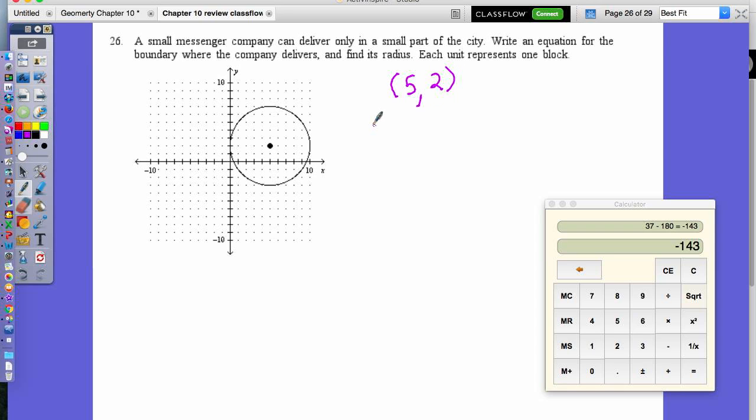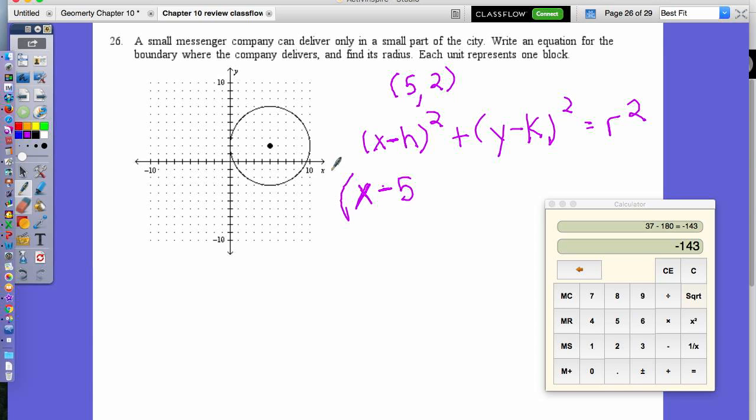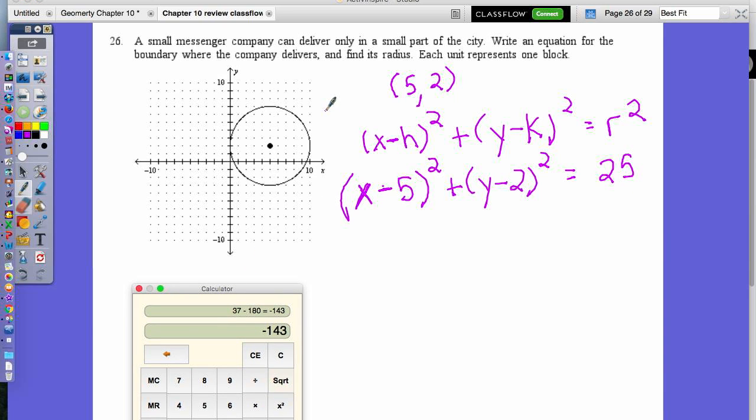So I remember that my formula for a circle is x minus h, quantity squared, plus y minus k, quantity squared, equals the radius squared. x minus 5 for the x value of the center of the circle, y minus 2 for the y value of the center of the circle, and the radius is 1, 2, 3, 4, 5. 5 squared is 25. Okay? That's all the problem needs.